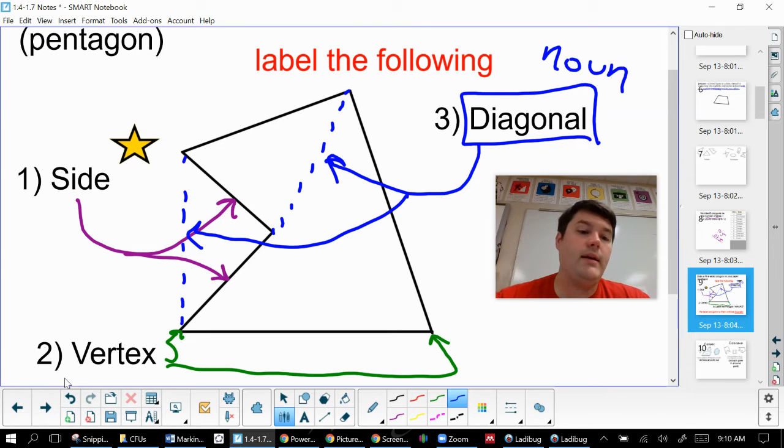So those are the big ones. Side is the actual sides, the line segments. Vertex is the points where they meet, and the diagonal is a line segment that connects 2 vertices that aren't connected by sides.